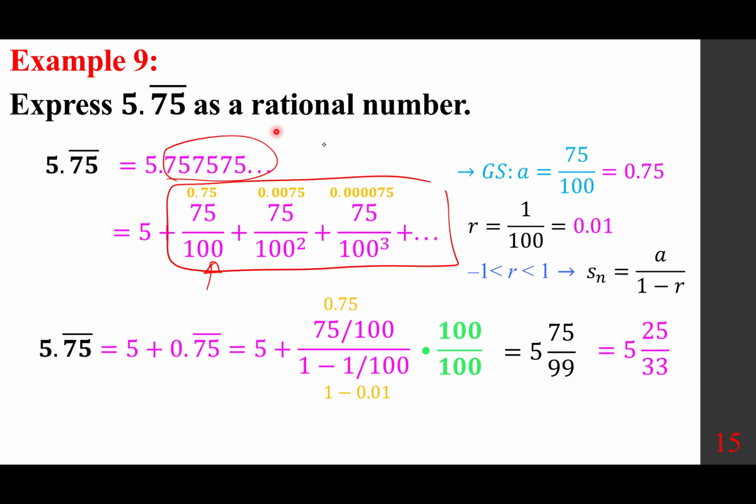In some texts, they may want an improper format. So 5 times 33 plus 25 is 190 over 33. Nevertheless, they are the same, and that's the final answer. Either way is acceptable as far as I'm concerned.